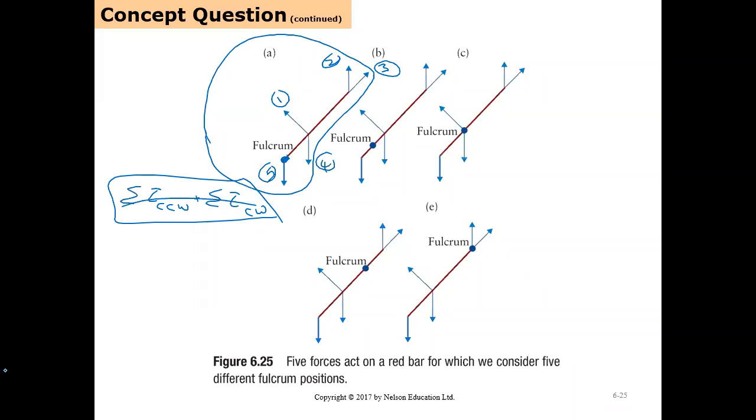What about number 4? Number 4 is clockwise, right? That's it. We have at least one counterclockwise and one clockwise. So we can adjust the size of the forces to bring it to 0. So this is possible. A, it is possible to make it equilibrium. That is not the choice. Okay, B. Let me delete what we have.